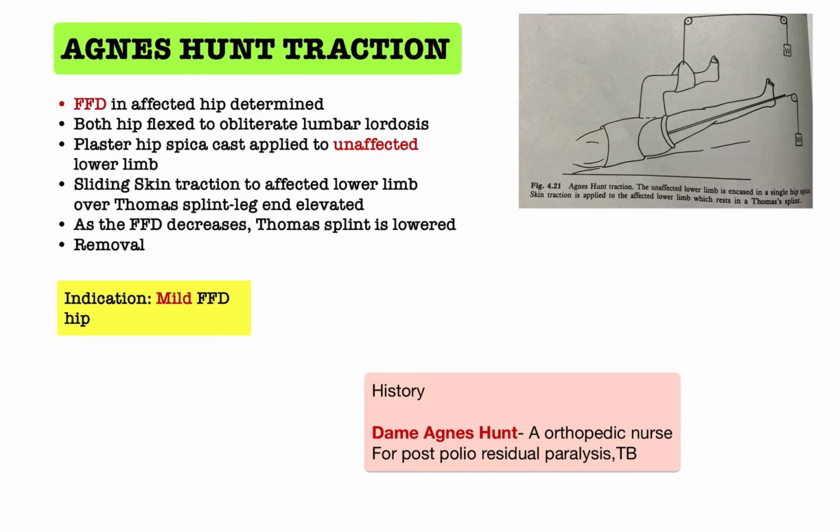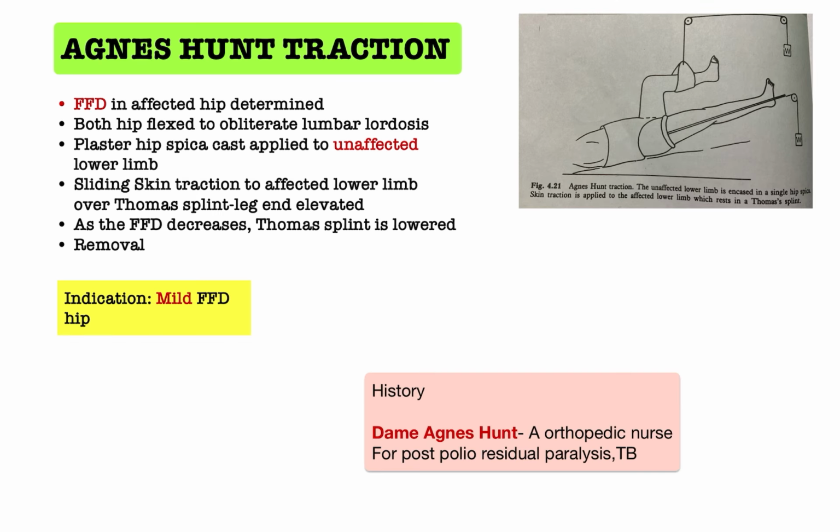Agnes Hunt traction. It was given by an orthopedic nurse named Dame Agnes Hunt. It is indicated in fixed flexion deformity of the hip which is of mild severity. How is it applied? First of all, through the Thomas test, the fixed flexion deformity in the affected hip is determined.